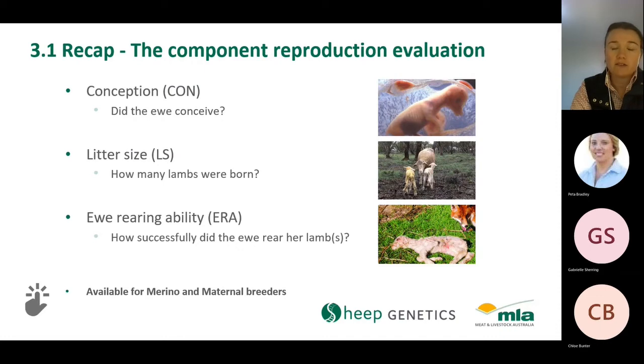So what we've done is we've developed a new reproduction evaluation. We call it our component evaluation. What this has done is split that single trait up into the different components of the reproduction cycle. So we have a conception trait, which is did the ewe conceive? We have our litter size trait, which is how many lambs were born. And then we have our ewe rearing ability trait, which is how successfully did the ewe rear her litter. These traits have been available for maternal breeders since 2019 and for Merino breeders since 2020.